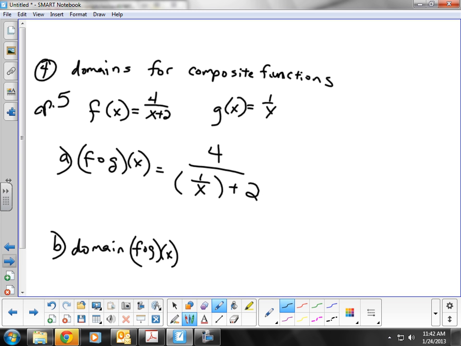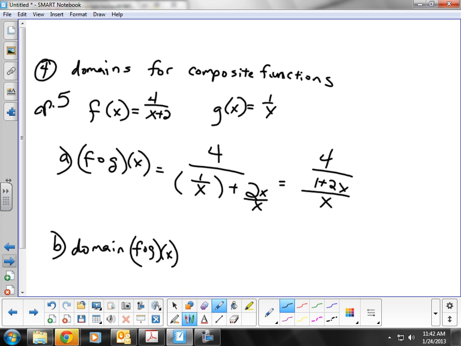To simplify this so that it's just a fraction, I've got to get a common denominator on the bottom. What is that common denominator going to have to be? It has to be x. And for the 2, which is 2 over 1, I'm going to have to put 2x over x for it to be able to be added. So this becomes 4 over 1 plus 2x over x. It's better now because instead of having 3 terms, I've now got 2.